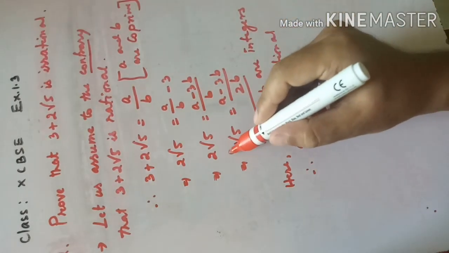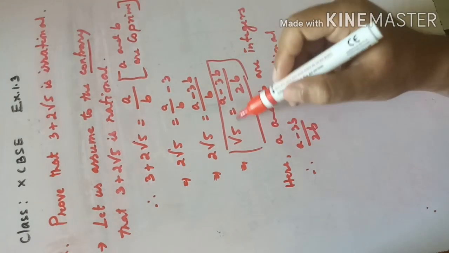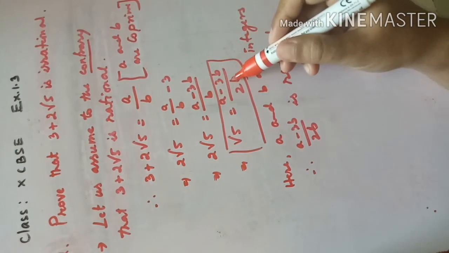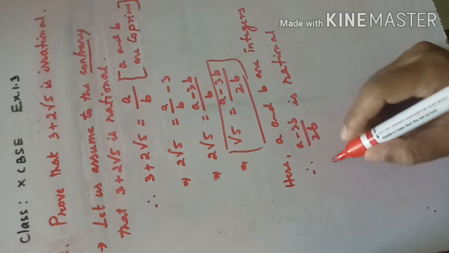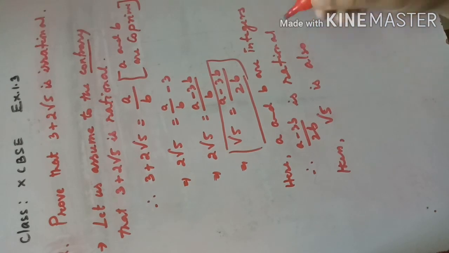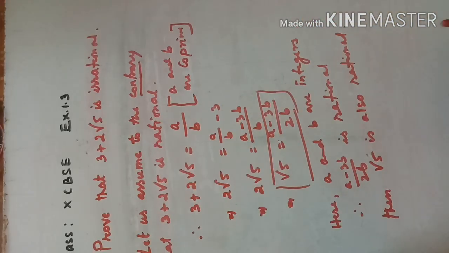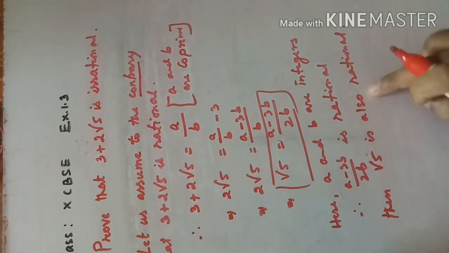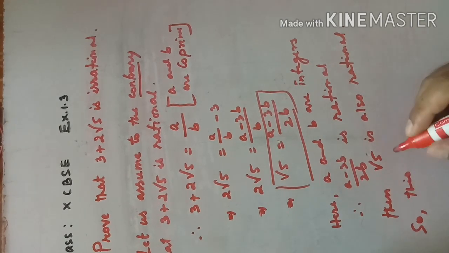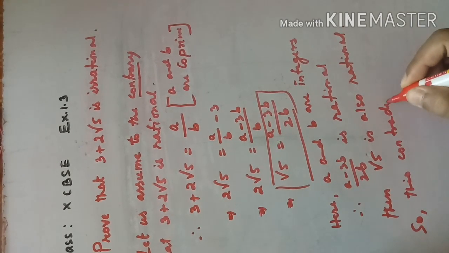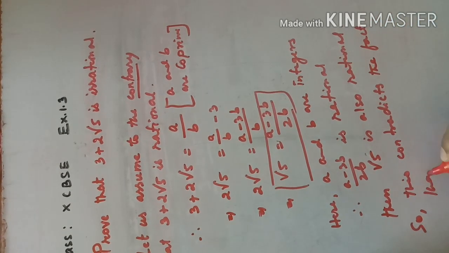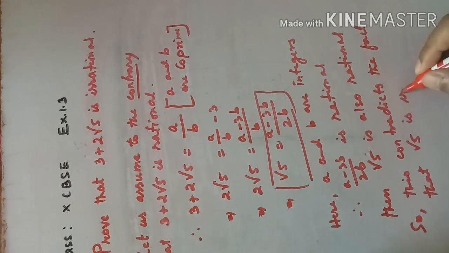Then what is the meaning of this statement? Root 5 is equal to this number, but this number is already a rational number now. That means root 5 is also rational. But already we know that root 5 is irrational, and this statement is telling that root 5 is rational. So this contradicts the fact that root 5 is irrational.